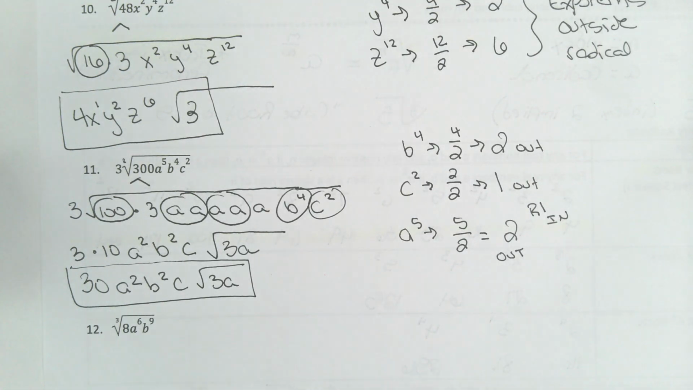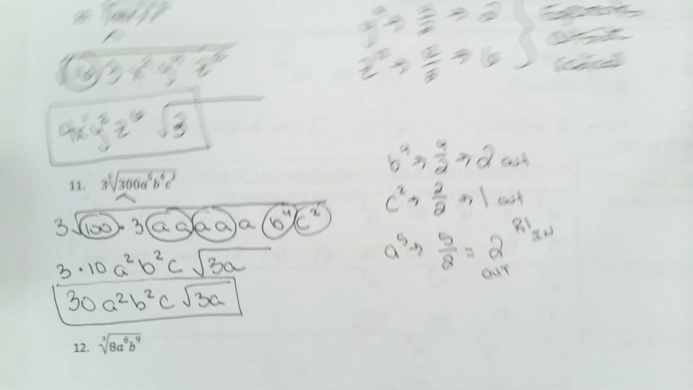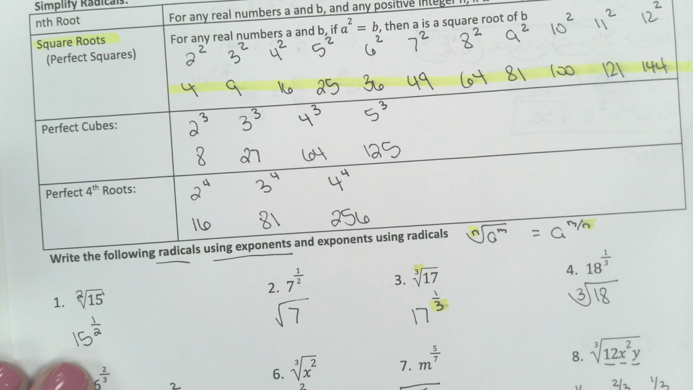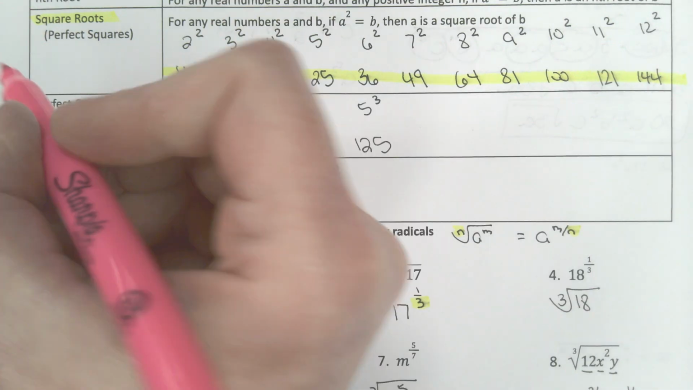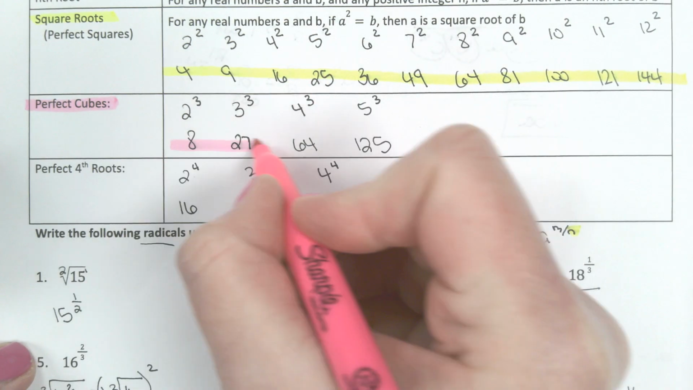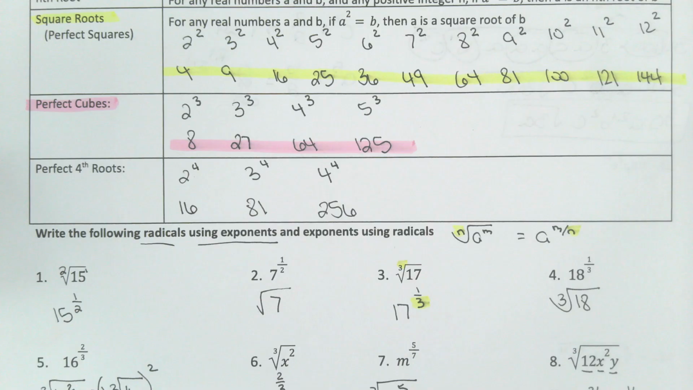Now you need to switch your brain a little bit, and the next 3 are all cubes. So now I'm not looking at the yellow highlighted. Now I'm looking at the perfect cubes, and I'm looking at the pink highlight. So now the only numbers that you care about are 8, 27, 64, and 125. These are the only numbers that you are allowed to divide by.